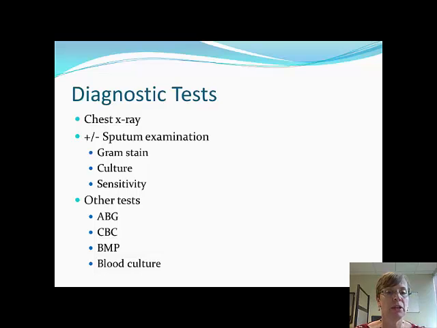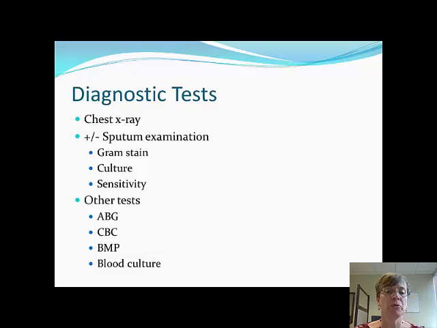CBC, so a complete blood count. This can tell whether or not there's been a shift and if the patient is developing lots and lots of little immature white blood cells. So sort of the extent of the infection. It would also tell you about their hemoglobin. So how well are they able to carry the oxygen right now, given everything that's happened.